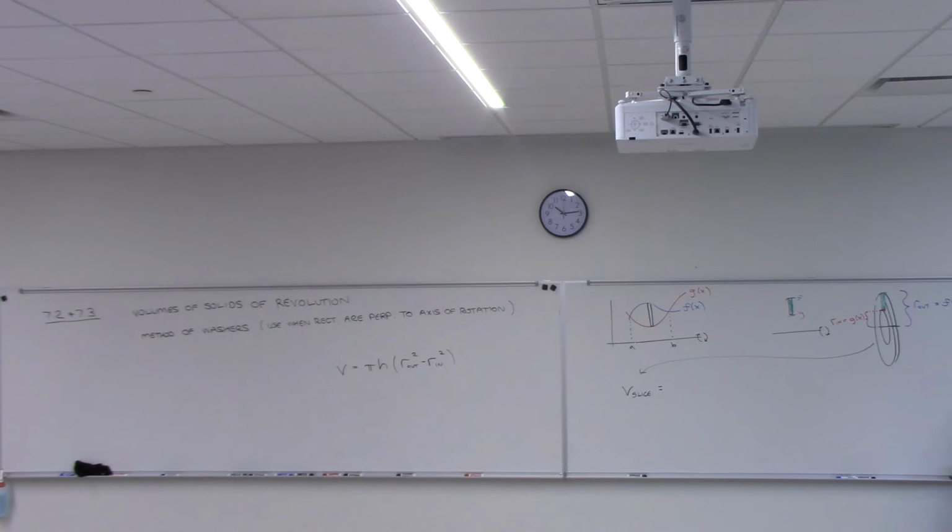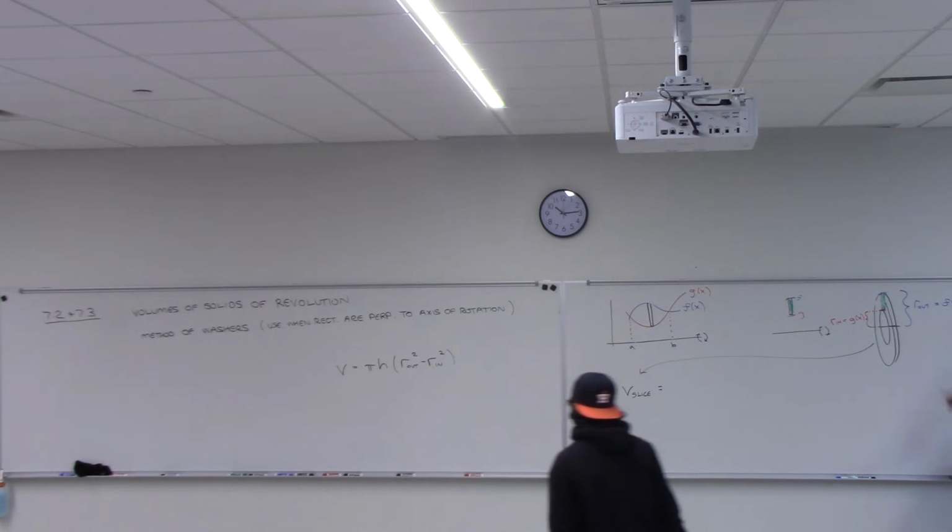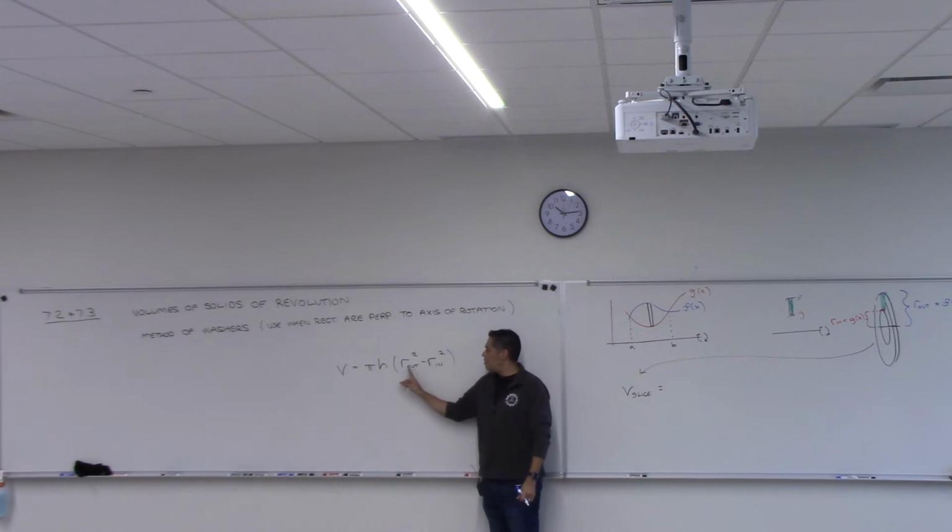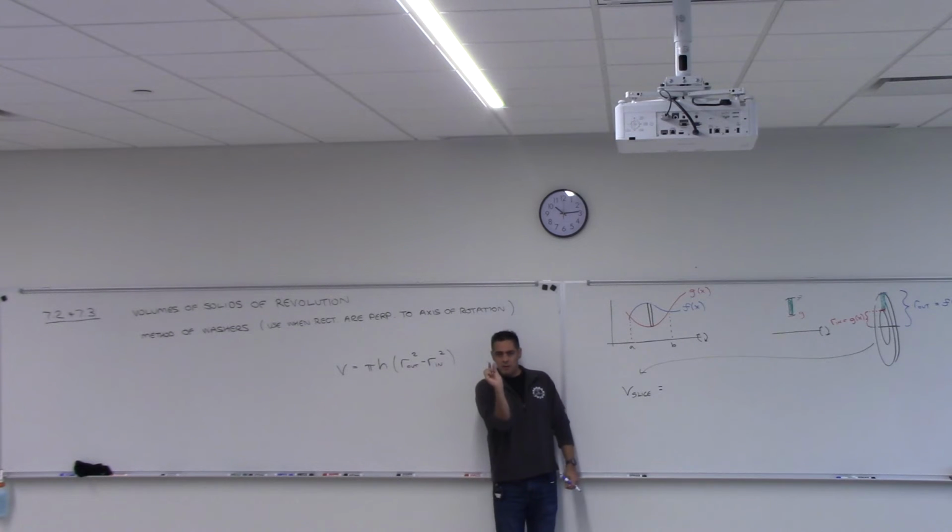Yes? On this, is that also the axis of rotation on the washer? Mm-hmm. The axis of rotation is this right here. Okay, so I know what the inner radius is, don't I? I know what the outer radius is. The only thing I don't know is h. What's the thickness of this washer?